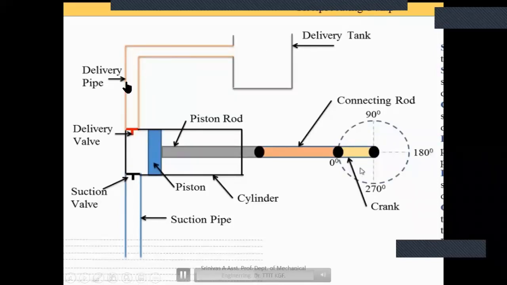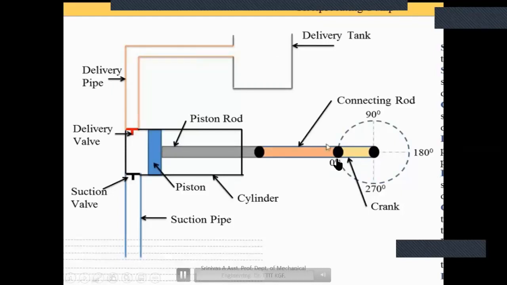Now, this is the constructional parts and the main importance of the different parts. Coming to the working. The crankshaft rotates through 360 degrees, and while rotating, two main strokes take place. First, from 0 degree to 180 degree, the suction stroke takes place and water enters. From 180 degree to 360 degree, the delivery stroke takes place, the delivery valve opens and water enters the delivery tank. So this is how the working takes place.